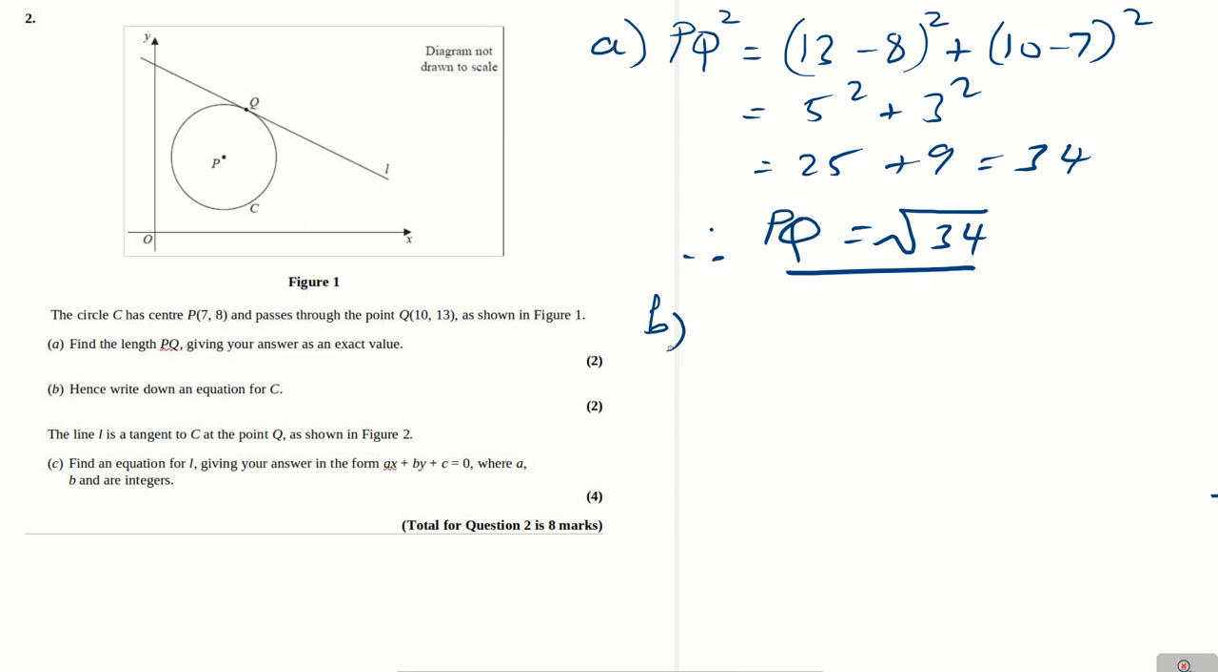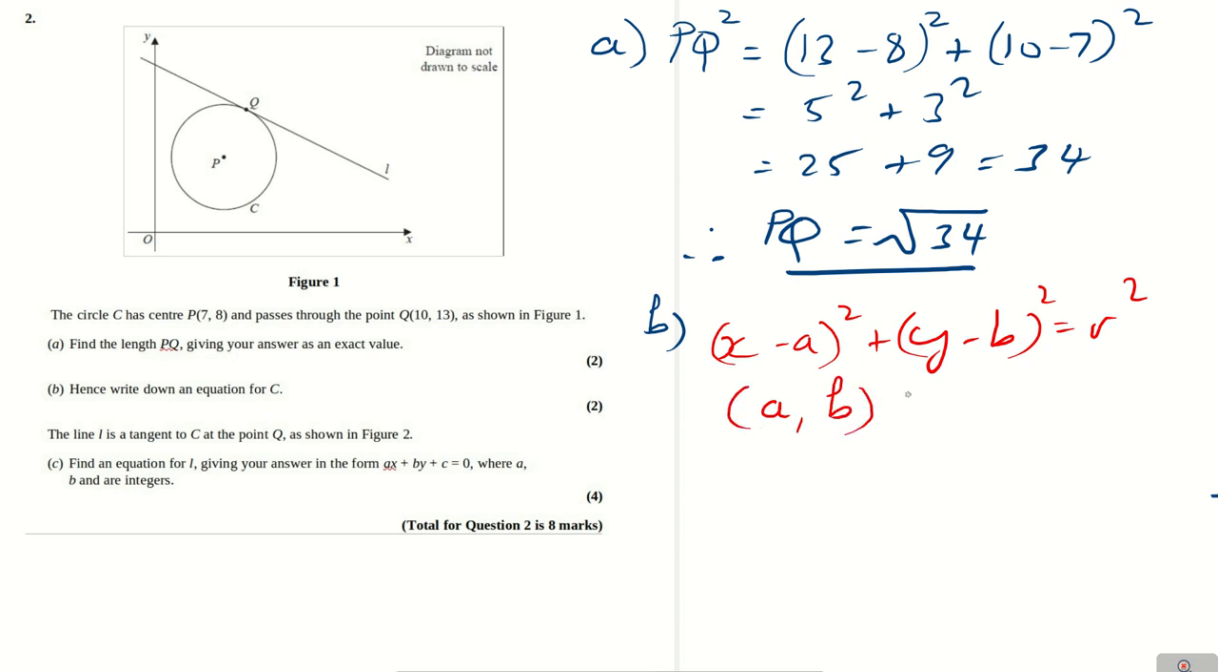Now part B, remember in general the equation of any circle will be x minus a squared plus y minus b squared equals r squared, where a, b is the centre of the circle, and of course r is the radius.